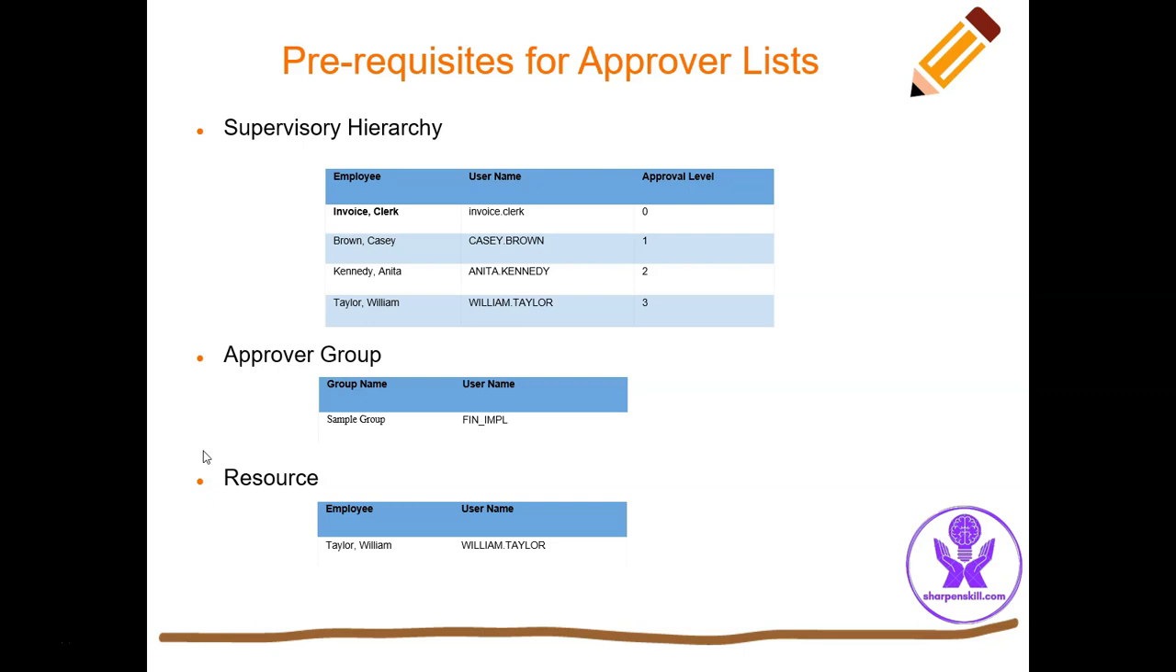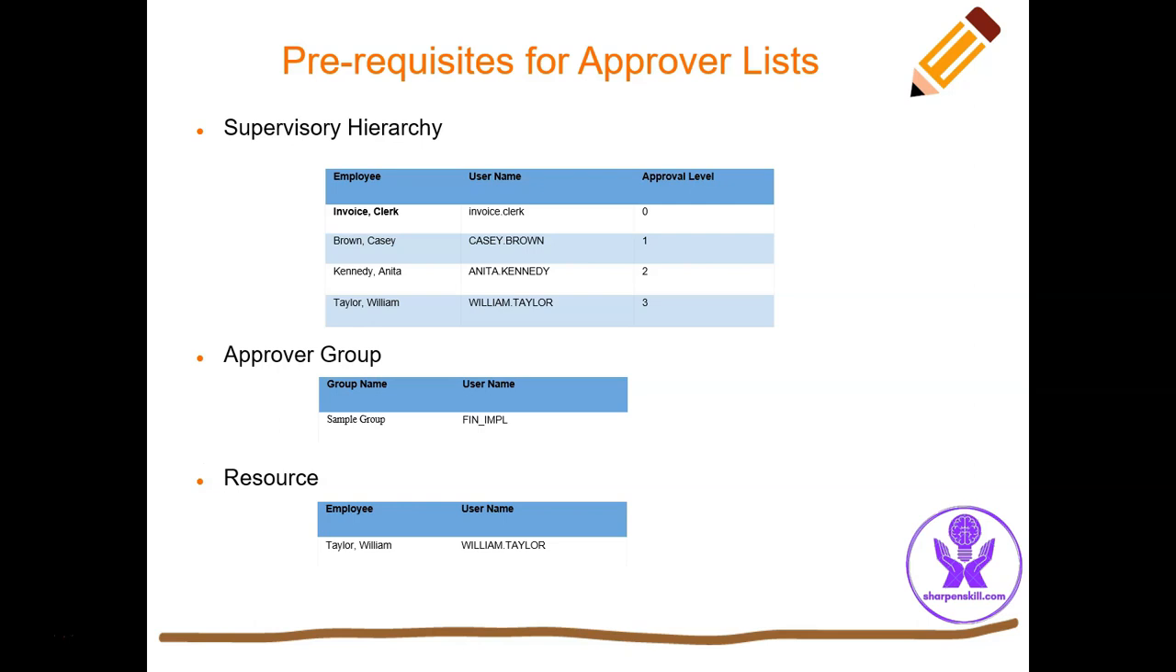Next, the approval group. Here we are going to create an approval group, sample group, and we are going to assign the FinIMPL user in that approval group. However, you can add more than one user as well. That will work in a sequential manner. Next is resource. The CEO of the Vision instance is William Taylor. I'm going to use him as the resource to approve the invoices which are greater than $10,000 in amount.